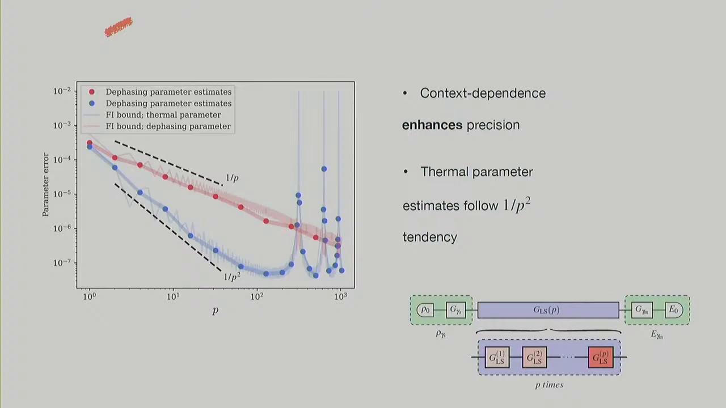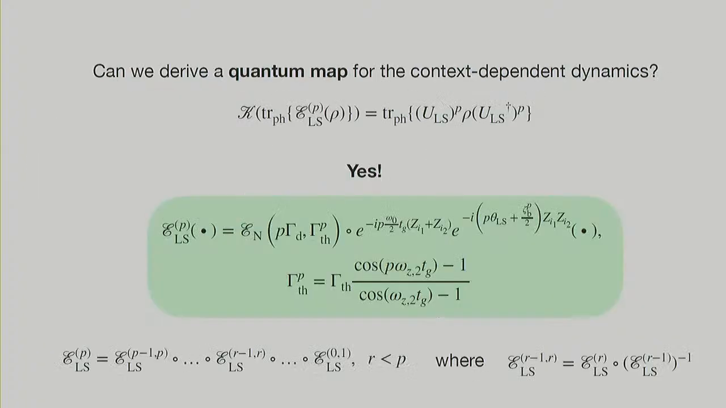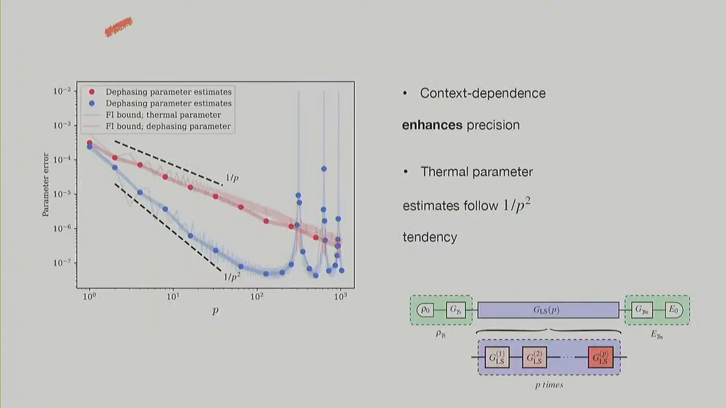Yeah, that's a really good question. I did not explain because I did not have much time. Those spikes are precisely the points in which the trajectories close in phase space after many applications of the LS gate. So in that point you don't have any sensitivity to the thermal error and you cannot recover that parameter. But the good thing is that if you tune the trap parameters in your trapped ion device, you can displace that region to the right as much as you want. So it is not really a problem.